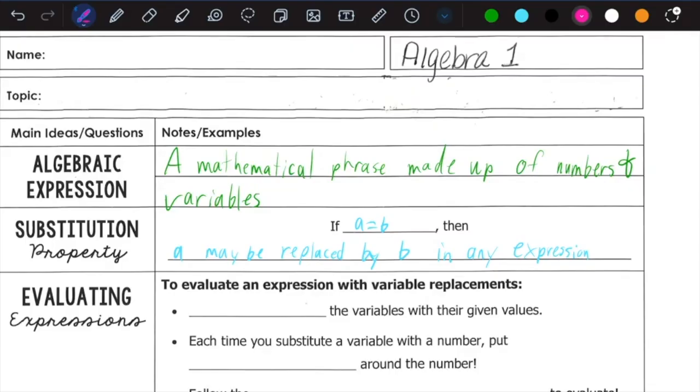Evaluating expressions. To evaluate an expression with variable replacements, what you do is you substitute, like we were just talking about, the variables with the given values. Each time you substitute a variable with a number, put parentheses around it. That's going to help you have a higher chance of getting these problems correct. And then next, make sure to follow the order of operations to evaluate or simplify it. Evaluate or simplify just means kind of work it out as much as you can to where there's no more parentheses or fractions or operations.